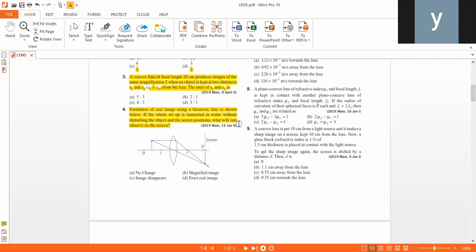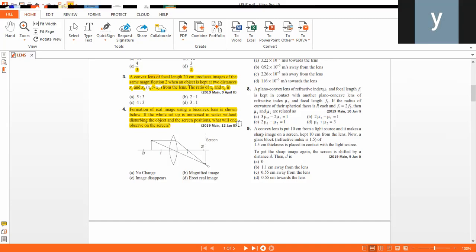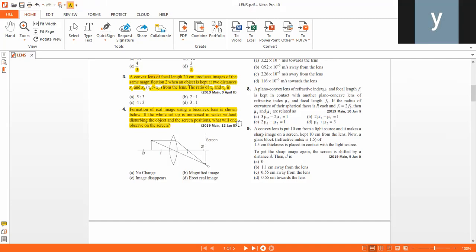Even you can say from the diagram that the size of the image is greater than the size of the object. Okay, fine. Now, if the whole setup is immersed in water without disturbing the object.